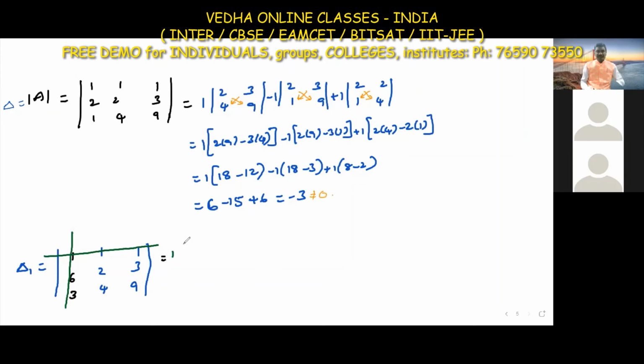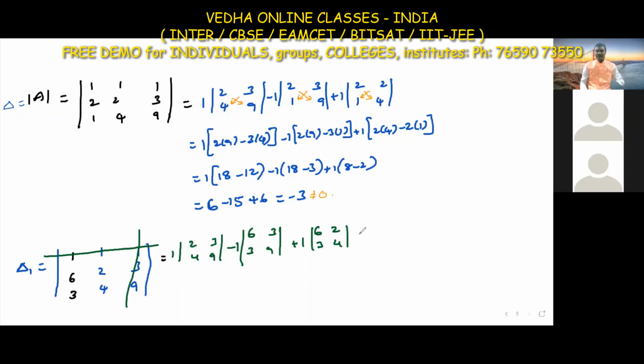So 1 into 2 3 2 3 4 9, 2 3 4 9, minus 1 into 6 3 3 9 plus 1 into. Close the third column. If we close the third column, then what do we get? If I am closing the third column, that is 6 2 3 4.